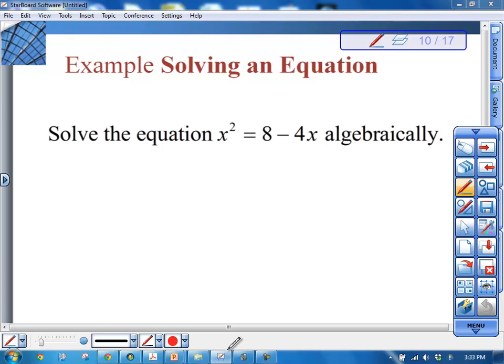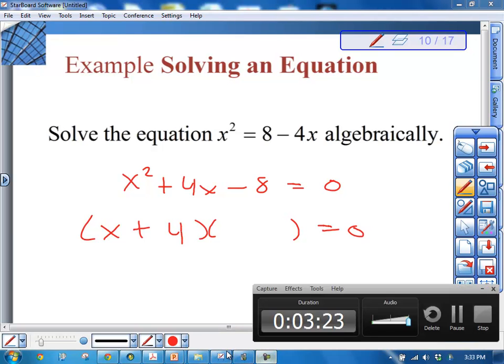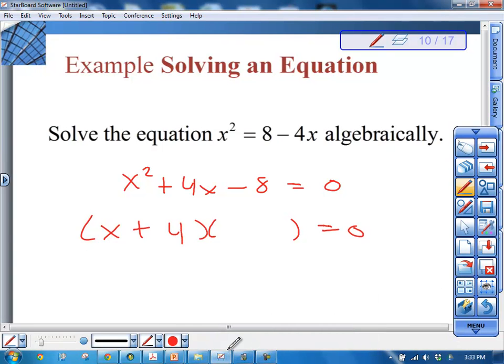So let's solve an equation then. It wants us to solve this algebraically. So let's take x squared and let's add 4x to both sides. And let's subtract 8 from both sides as well. Let's try to factor this if we can, because factoring is the quickest way to solve algebraically if we can. So let's do x plus 4. And unfortunately there are no two numbers that will factor this. So we can either use the quadratic formula or complete the square.